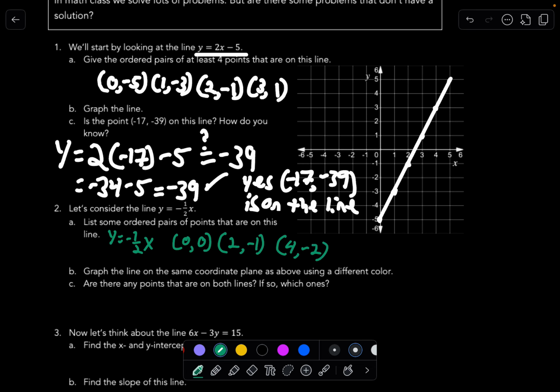And then let's just go negative side. So let's go negative 2. A negative times a negative is a positive, so 1/2 of 2 is 1, so we have that. So we have the points (0, 0), (2, -1). Oh, look at that. That point's in common. (4, -2), and (-2, 1), just to go in the opposite direction. Let's connect the dots.